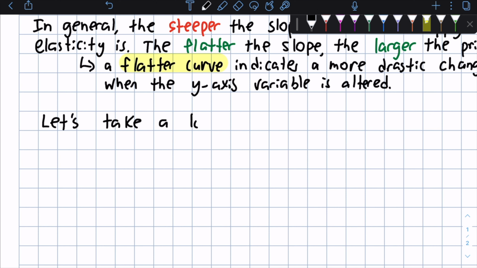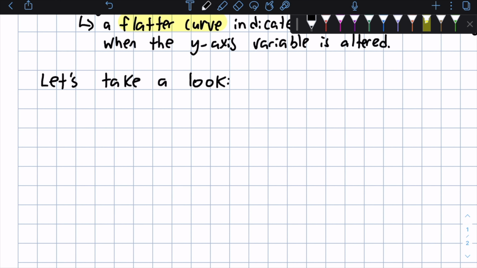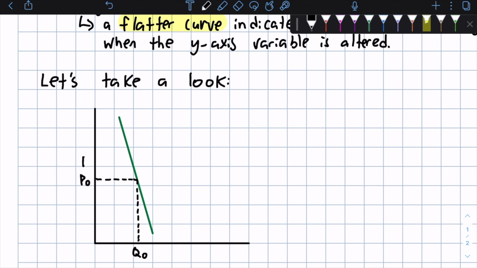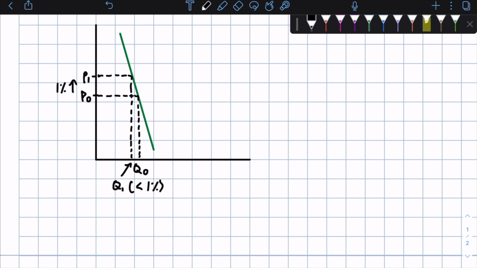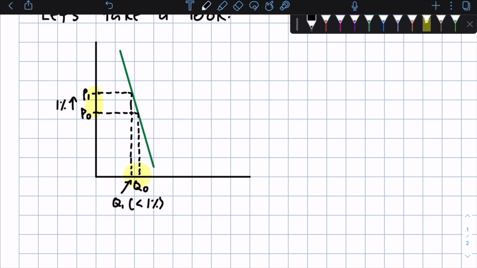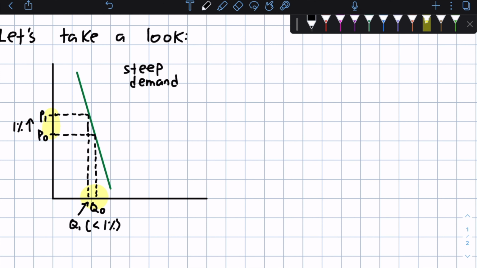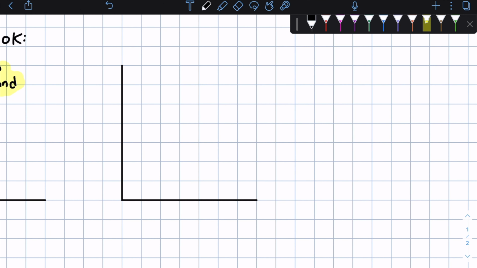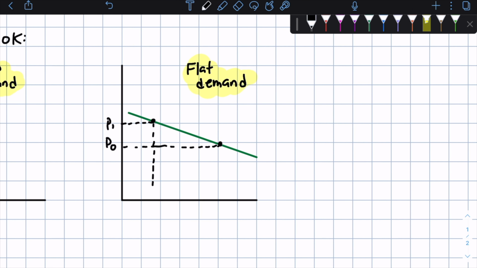So let's take a look at this. Here we can see a fairly steep demand curve, and here I've labeled the initial price and quantity, and we see that a 1% change results in a less than 1% change in the quantity demanded. So that happens when we have a steep demand curve. Now we can also have a flatter demand curve as well. And in this case, we have that same initial price and quantity, but for that same 1% change, we see a much larger than 1% change in the quantity demanded.